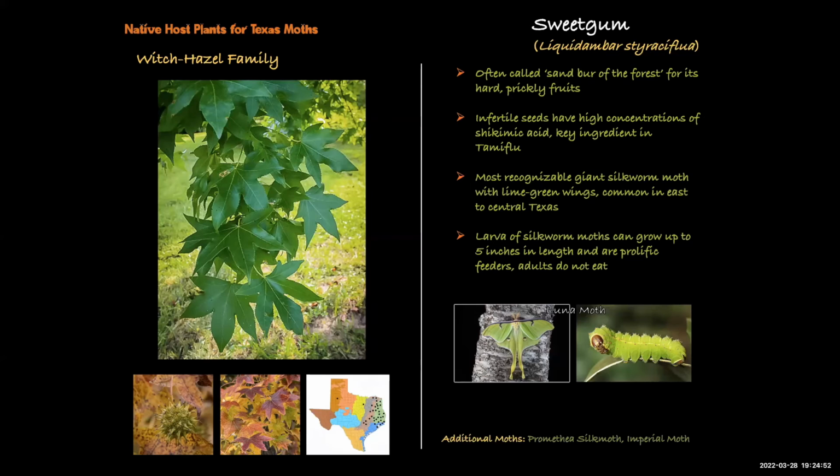The most recognizable silk moth or large moth that uses this plant is the Luna moth, which is characteristic for its lime green wings, and it's common in East Texas and also here in Central Texas. The larvae of silkworm moths are very large. They can grow up to 5 inches in length. They look like little green hot dogs, and they can be prolific feeders, although the adult moths don't eat.